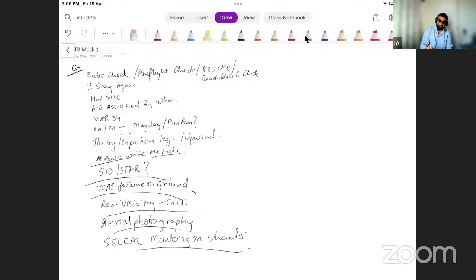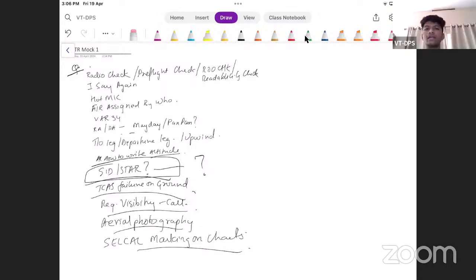This was very particular. Now, we have not covered Siddhant Star in lectures because these days Siddhant Star has been upgraded to AerianaV, and AerianaV is a very complex way of navigation with respect to arrival and departures also. So I don't know where this is coming from. If you could tell me the source.